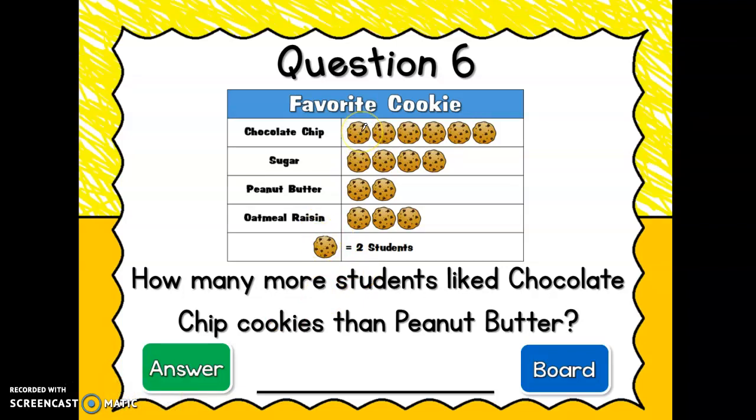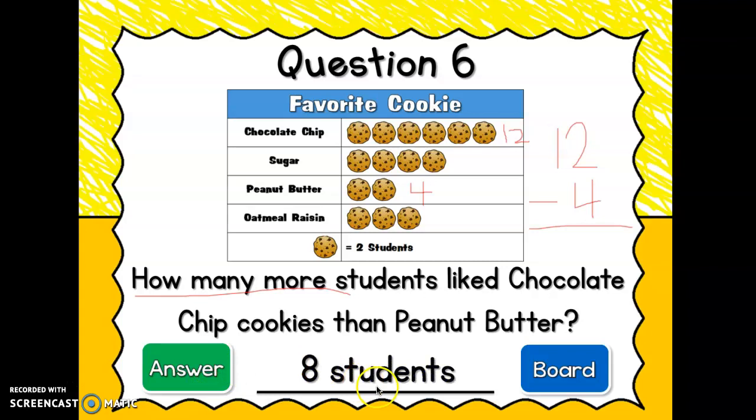So I need to count chocolate chip. 2, 4, 6, 8, 10, 12. And peanut butter, 2, 4. Anytime I'm finding out how many more, I need to subtract. 12 minus 4. Solve the problem. Pause the video to solve. Okay, are you ready for the answer? The answer is 8. So if I subtract 12 minus 4, I will get 8.